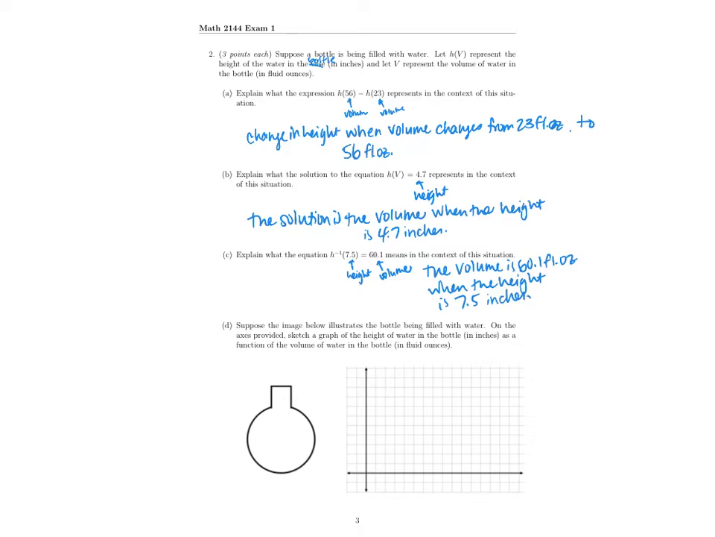Then it says, suppose the image below illustrates the bottle being filled with water. On the axes provided, sketch a graph of the height of the water in the bottle in inches as a function of the volume in fluid ounces. So here we're wanting height as a function of volume. So height is going to be the output and volume is going to be the input, the independent variable. That means the volume is going to determine the height in this case.